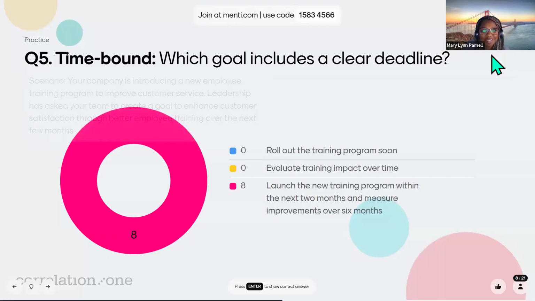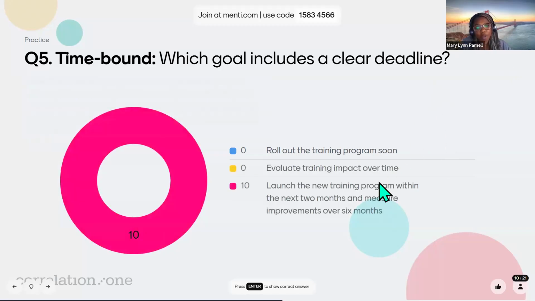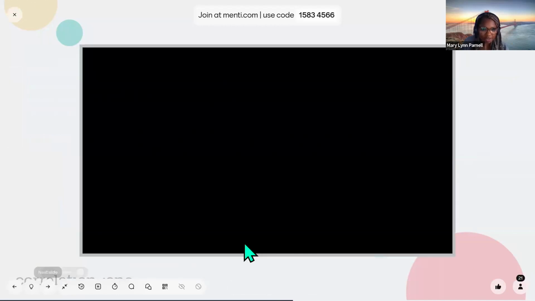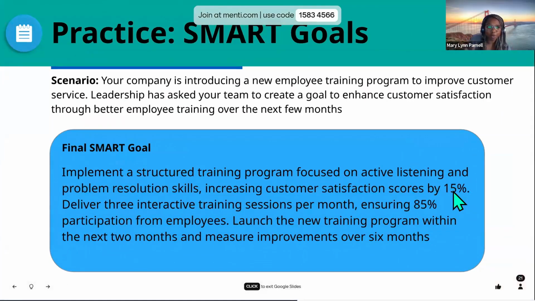Awesome. Yes. Very good. That is it. Exactly. Launching the new training program within the next 2 months, measuring improvements over 6 makes it time bound. We are committed. We are stuck with this timeline to be able to evaluate our success. Wonderful. So we have successfully practiced SMART goals.